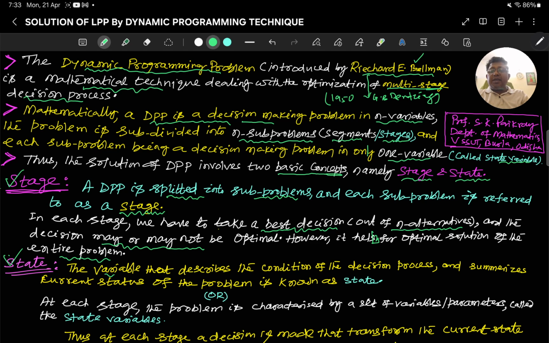Now what is state? State is a variable that describes the condition of the decision process and summarizes the current status of the problem. Basically it is a variable that describes the recurrence relations. So at each stage the problem is characterized by a set of variables or parameters, otherwise called the state variable.